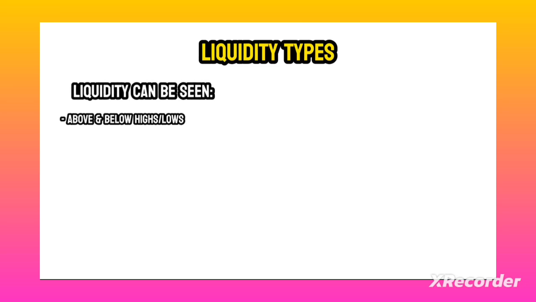Starting with the liquidity types. Liquidity can be seen and identified above any high and below any low. Why is that? Because there sit a lot of stop losses and pending orders. Liquidity can also be equal highs and equal lows, often seen above or below retail trading patterns like the double top, double bottom, and price consolidations.